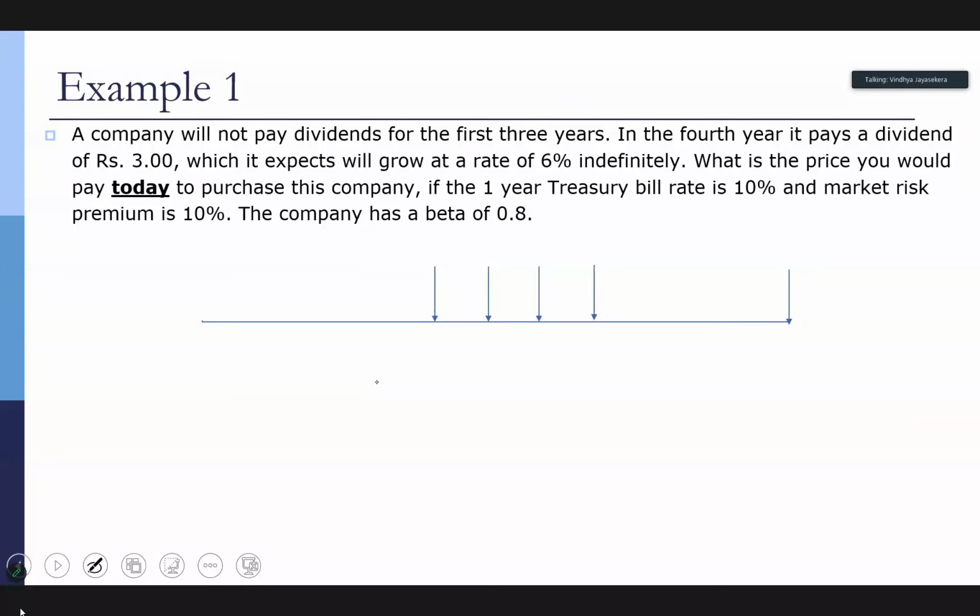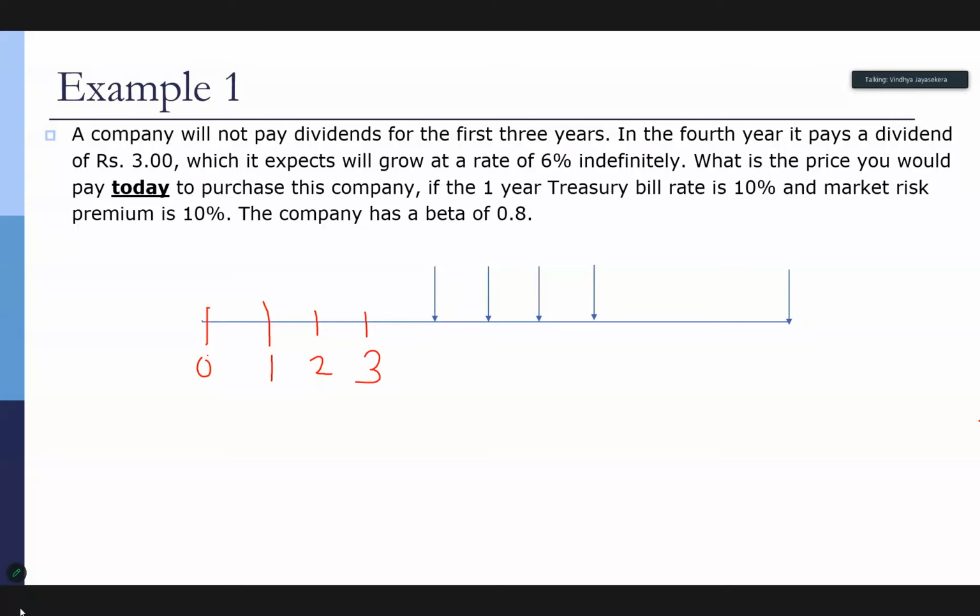Tarindu, I think y'all are getting your market risk premium wrong. The interpretation of market risk premium, right? Okay. So the company will not pay dividends. This is where we are today. And for the first 3 years, no dividends. Zanina, no. You have to bring it to today's value.